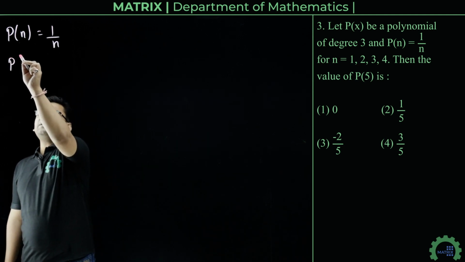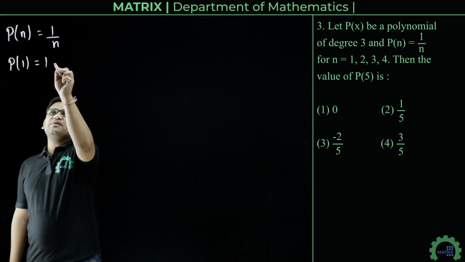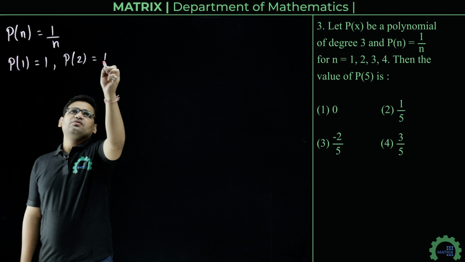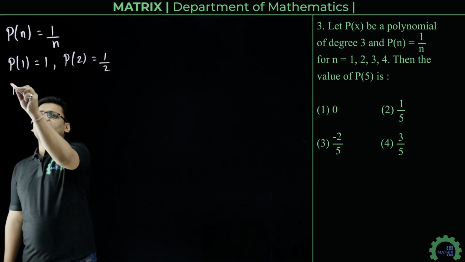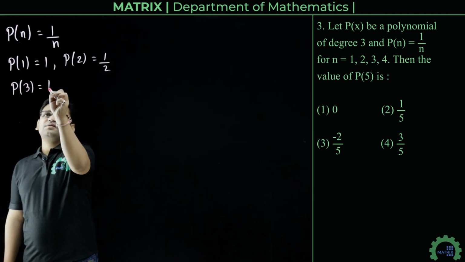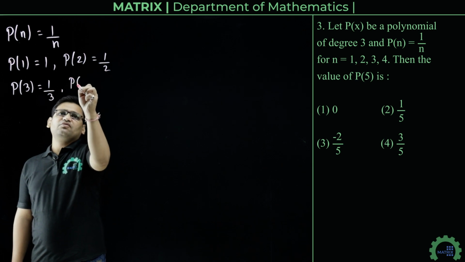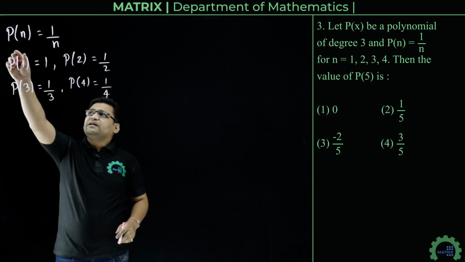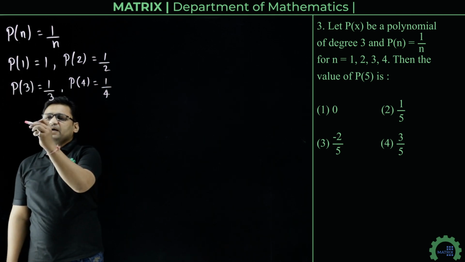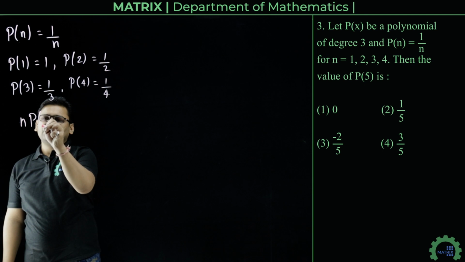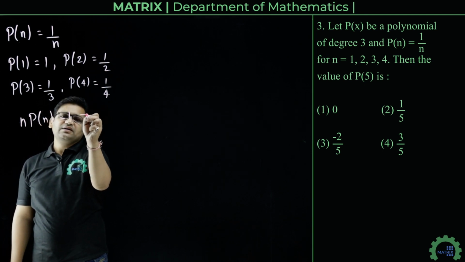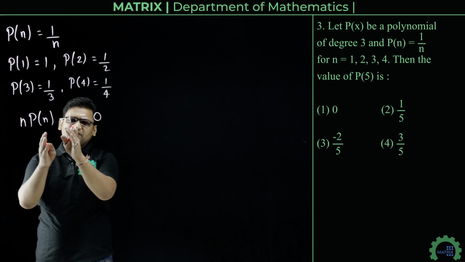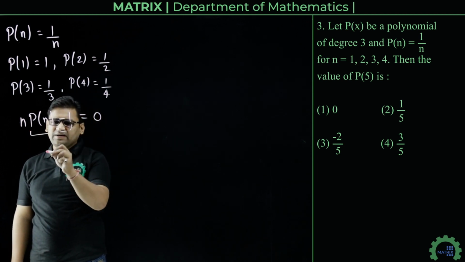So P(1) will be 1 by 1, that is 1. P(2) will be 1 by 2. Similarly, P(3) will be 1 by 3 and P(4) will be 1 by 4. Now we can rewrite this expression as n into P(n) minus 1 equals 0. Now let's say this expression n into P(n) minus 1 is Q(n).